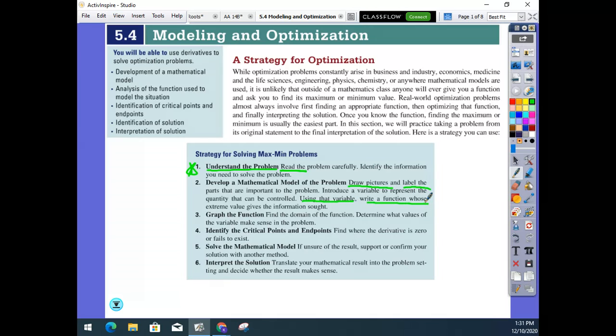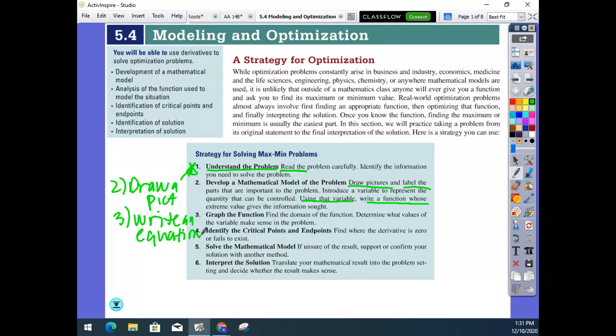So number two, I'd actually break into two parts. So after one, I go two, draw a picture. Number three, write an equation in one variable. Sometimes we graph it, sometimes we don't, but we need to find the critical points and the endpoints. So we need to find the derivative, set it equal to 0, see where it doesn't exist, and figure out the domain. Then we're going to solve.